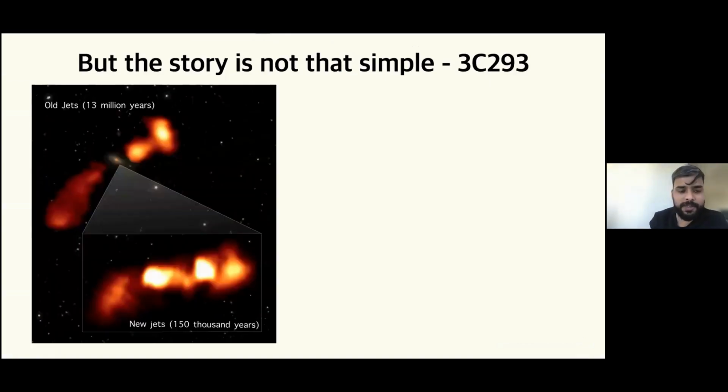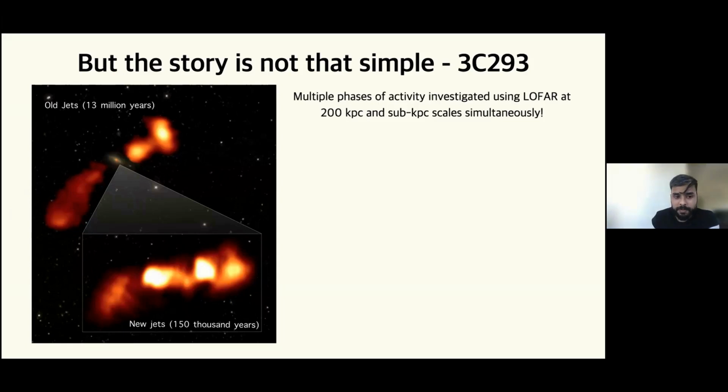And we found this in my first project for a famous galaxy called 3C293. This is a very bright radio galaxy in the sky. On the left, you can see at the top the large scale emission from this galaxy. We were able to observe this with LOFAR on multiple scales, and we were able to observe the multiple phases of activity in this galaxy down to very low frequencies. So these lobes are the older phases. And as you zoom in with the bigger telescopes, you can see the younger phases of activity inside, which are these jets and lobes.